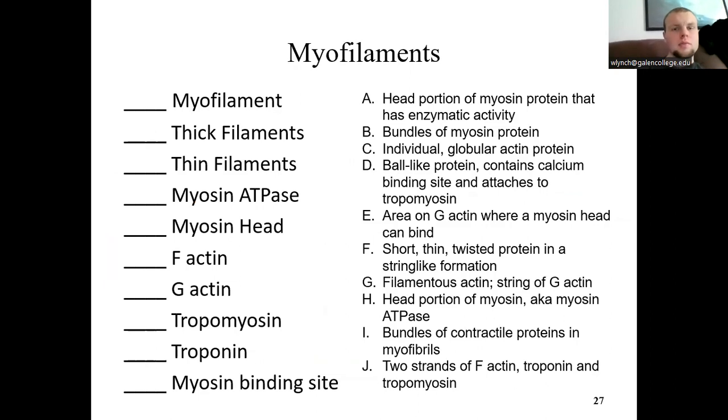So let's do this chart really quick on myofilaments. I'll start from the bottom. It says myosin binding site. The myosin binding site is going to be the area on the G-actin where the myosin head can be hit, and that is letter E. Troponin, let's see if I can find it. Okay. So troponin is going to be F, a short, thin, twisted protein in a string-like formation.